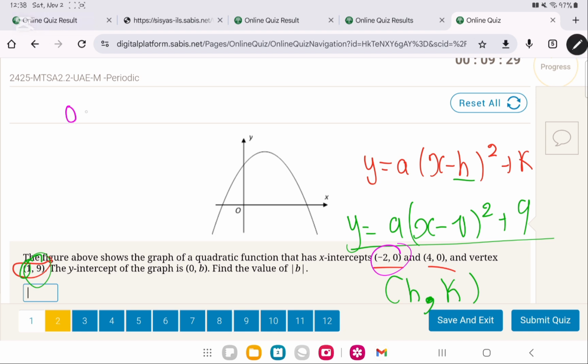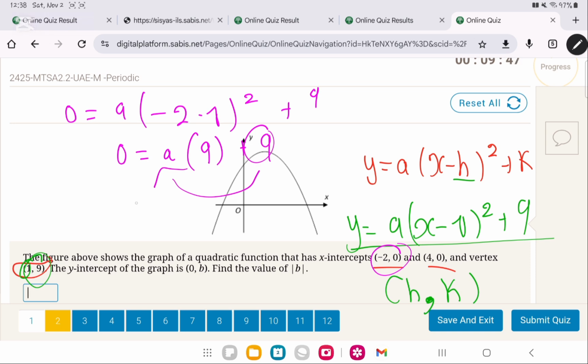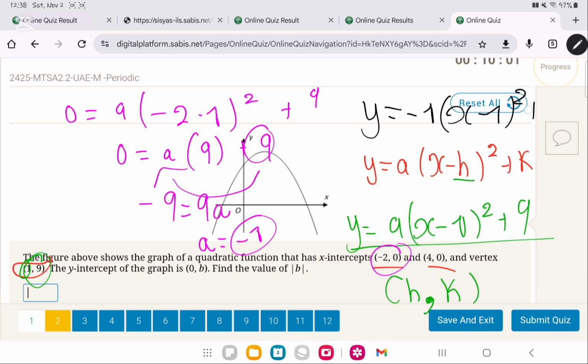So it's gonna be 0 is equal to a times (minus 2 minus 1) squared plus 9. So 0 is equal to a times (minus 3) squared, which is 9, plus 9. Move 9 to the other side, you get minus 9. Minus 9 is equal to 9a, so then a is equal to minus 1. So now we have the value of a. So we continue our function. So now y is equal to minus 1 times (x minus 1) squared plus 9.